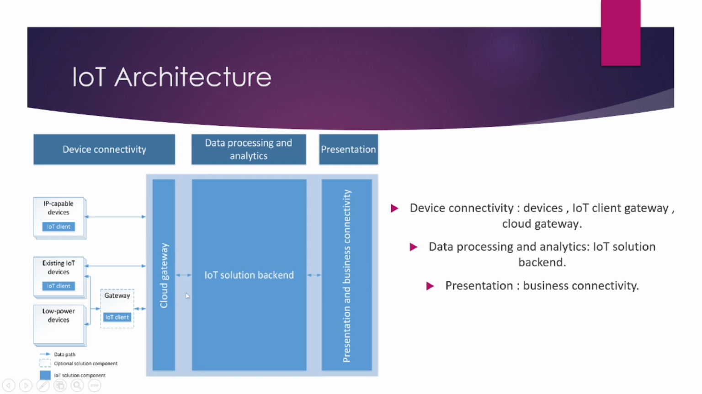This is the architecture of IoT, which includes device connectivity, device processing, and analytics presentation. In device connectivity, we used the IoT client gateway, cloud gateway, IoT solution backend, and business connectivity. Here is a little representation of the architecture.